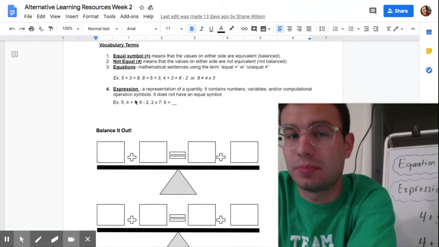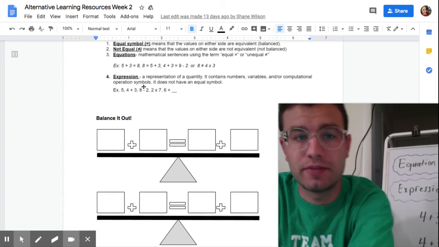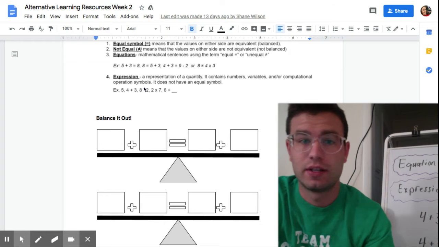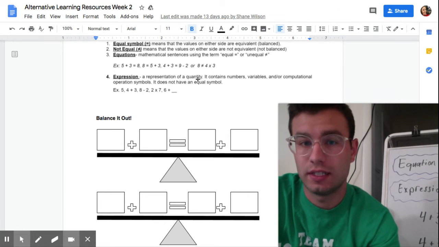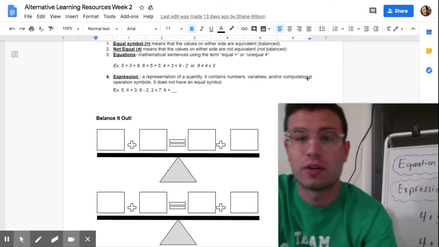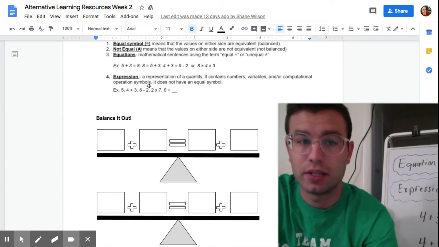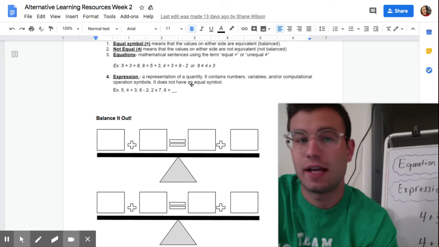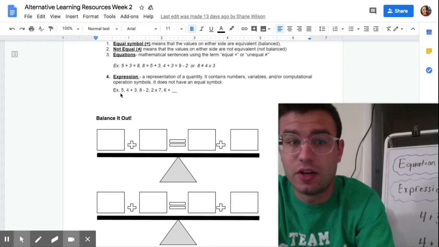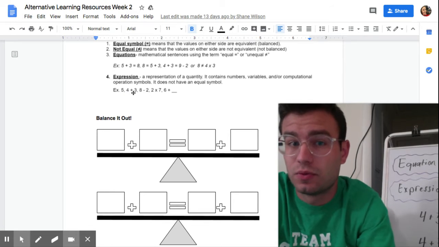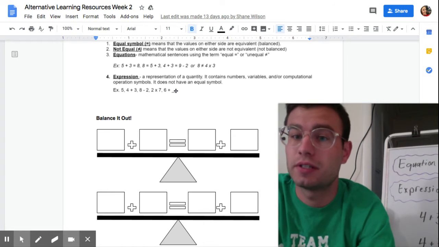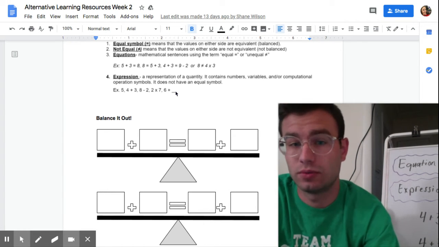And then we have an expression. An expression is very similar to an equation, except it doesn't use an equal sign. So it's a representation of a quantity, an amount. It contains numbers, variables, computational operation symbols like plus or minus or divided by. It does not have an equal symbol. So for example, it could just be 5, or it could be 4 plus 3, or 8 minus 2, or 2 times 7, or 6 plus blank. Those are all expressions because they don't say what it equals.